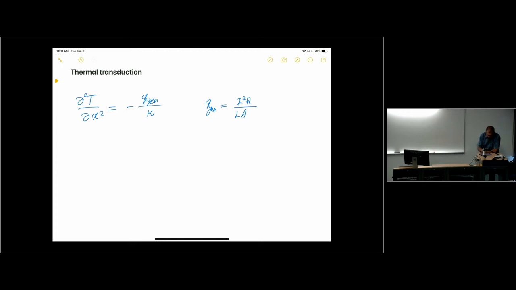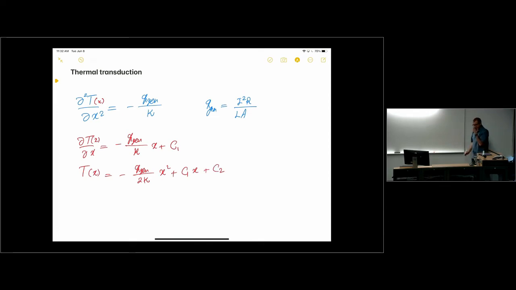Now I can solve this equation. So let's solve the equation on the left side. What I can do is see that the left side of the equation is a function of X. The right side is just a constant. So an easy solution is to integrate both sides. Some constant C1, integrate again, so T as a function of X, you can write, just to be explicit, it's going to be minus Q gen over 2 kappa X squared plus C1 X plus C2. And that's the solution to the differential equation.